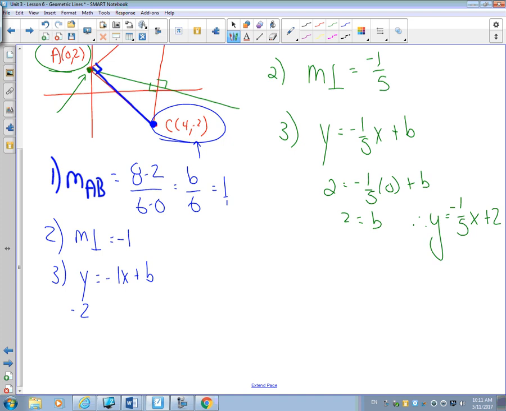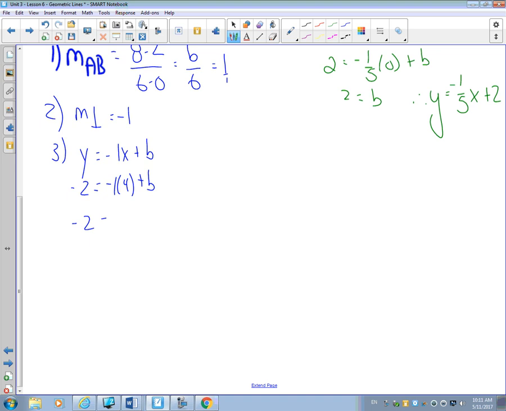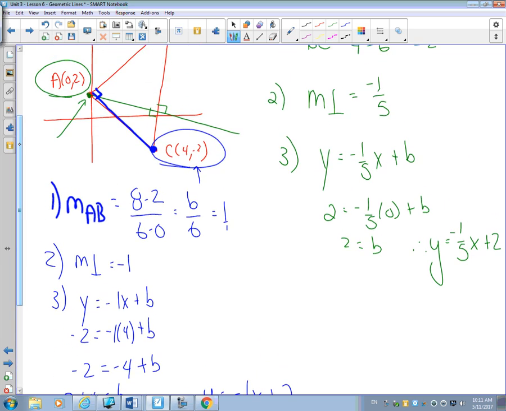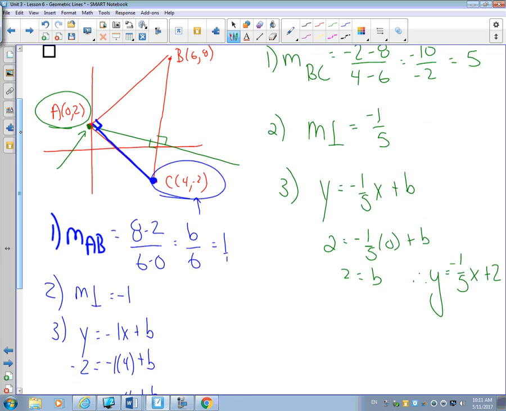So negative 2 for Y and 4 for X. That's what we're going to solve. Negative 2 equals negative 4 plus B. Negative 2 plus 4 is B. B is 2. Therefore, Y equals mx plus B. And it turns out that it actually does go through A. In fact, that means that this triangle, not that we need to know, but this triangle is a right angle triangle. There's a right angle in this corner over here.